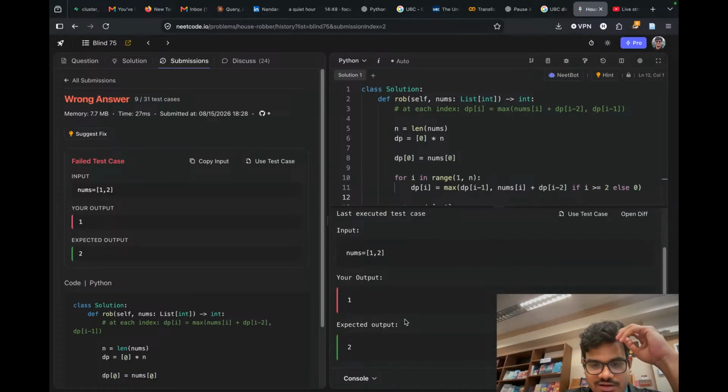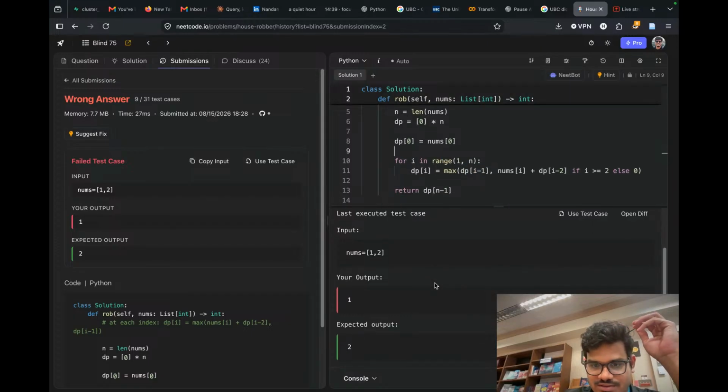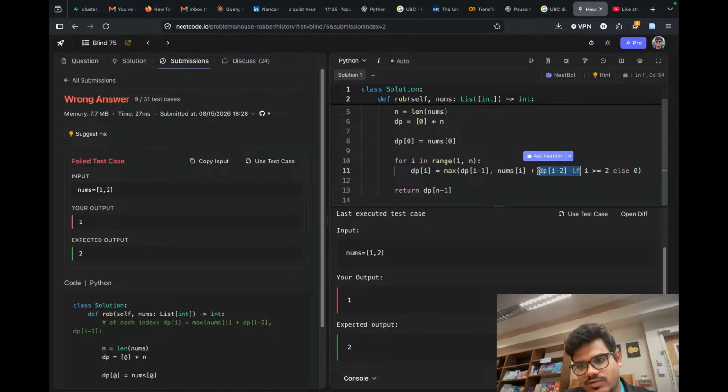So they are failing. The output is 1, expected is 2. So here it is max of dp. Okay, max of 1 comma nums[i] is not going till 2, right? We are just changing 1. i is 1, dp[0] comma nums[i], that is 2 plus this one. What if I just put it in bracket? Does it help?